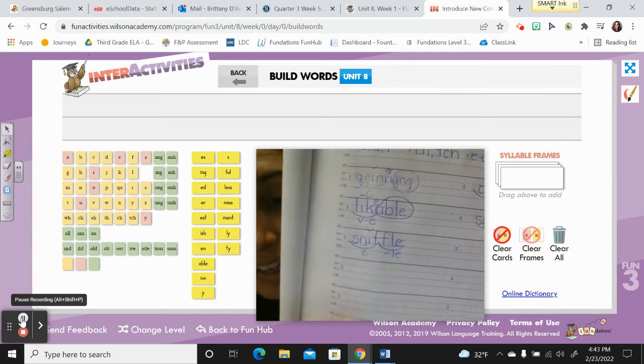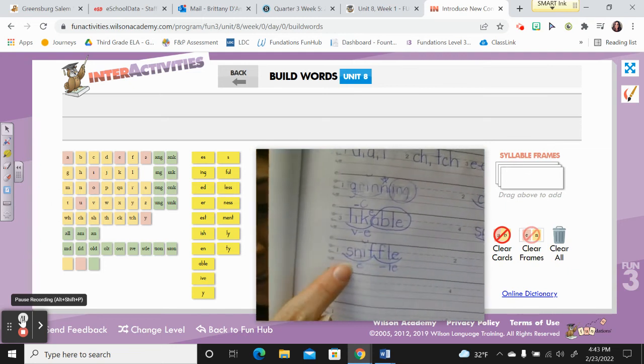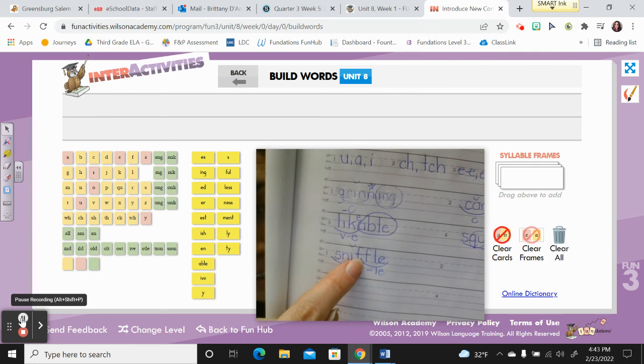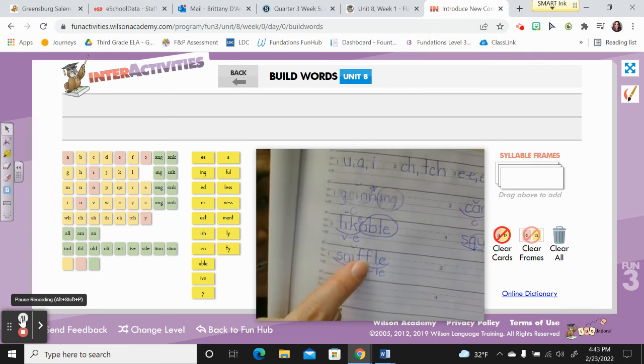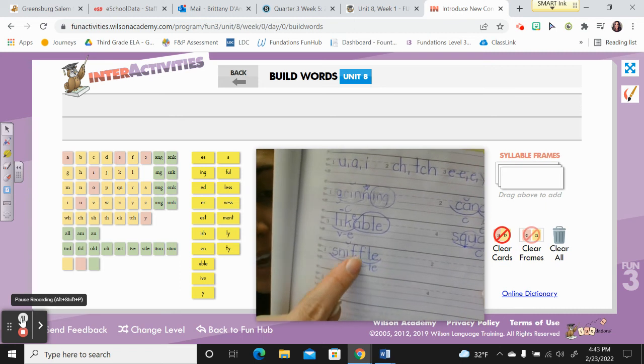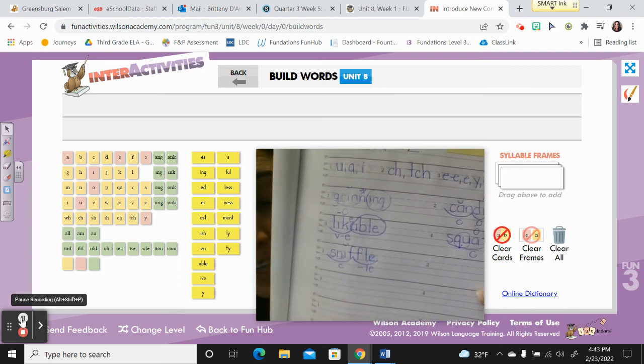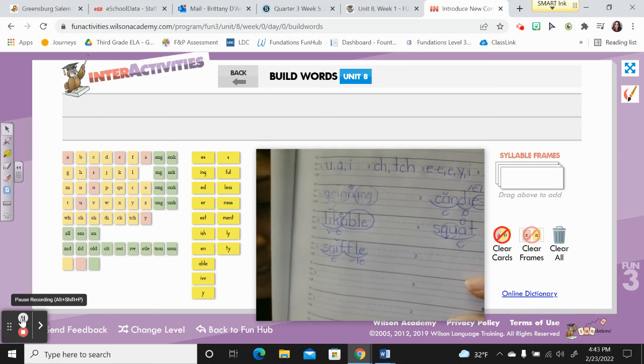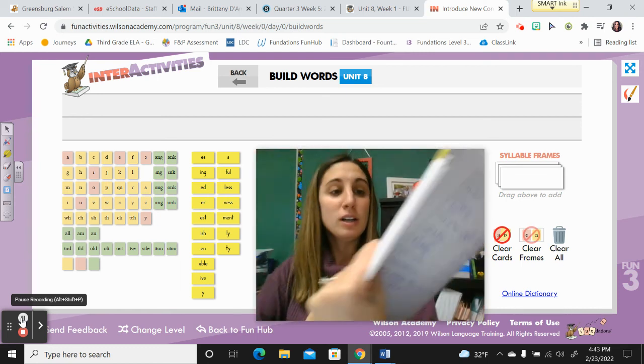S-N-I-F. And then you do need, because there's one sound in between that consonant, or that syllable, and the O. So you double it. Okay? F-L-E. Did you cross off the silent E and mark your syllable types? All right. Number 2.